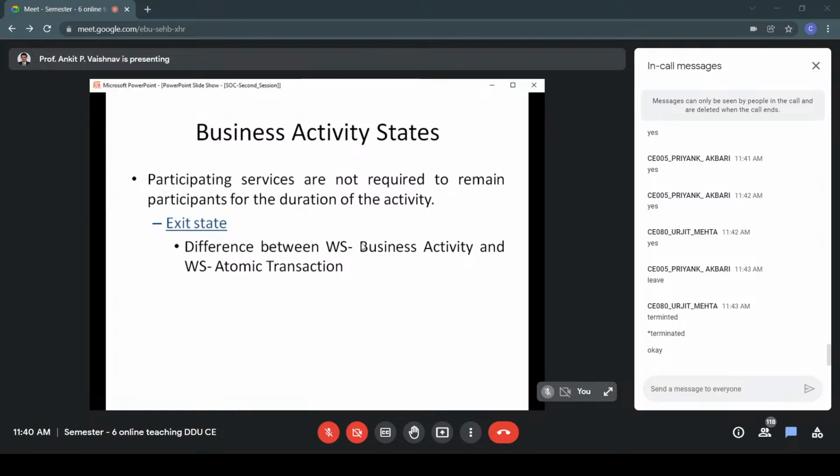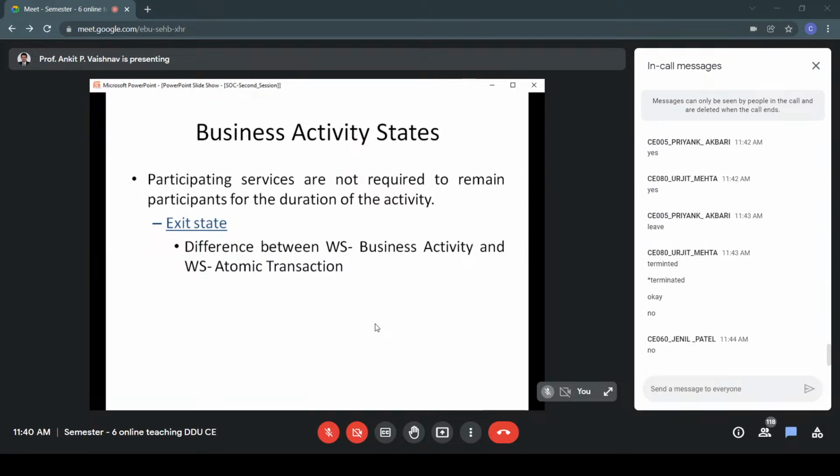This is the difference between BA and AT. Why is this the difference? Can anyone tell me? Why is exit state the difference? Can a participant leave in between if it is an atomic transaction? Can a participant leave in between if it is WSAT? No. But can a participant leave in between if it is WSBA? Yes. Understood that difference clearly, right?